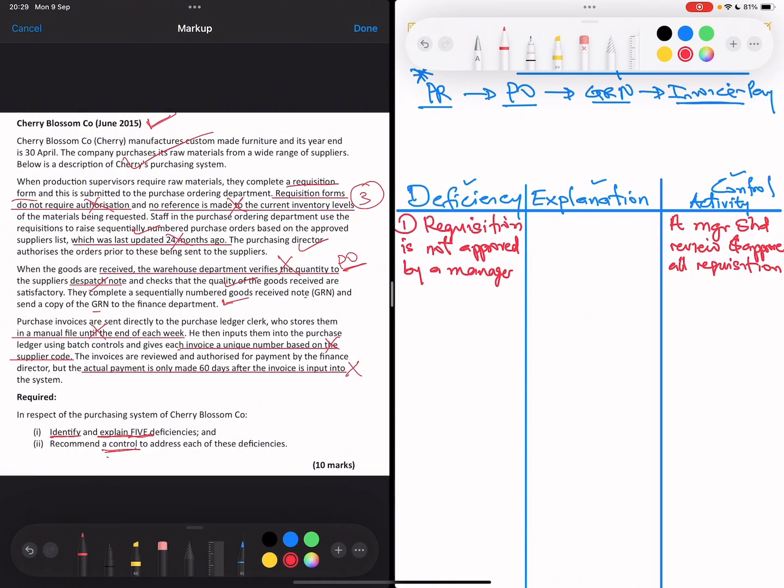Yeah. And now explanation is where I'm going to be a bit careful with you. Please don't get confused with explanation. Explanation is just requiring to tell the examiner, why is this a deficiency? What can go wrong? That is the explanation. What can go wrong? Because the requisition is not approved by a manager. Explanation is about what can go wrong. So if it's not approved by manager, what can go wrong? It means that goods might be ordered for personal use.